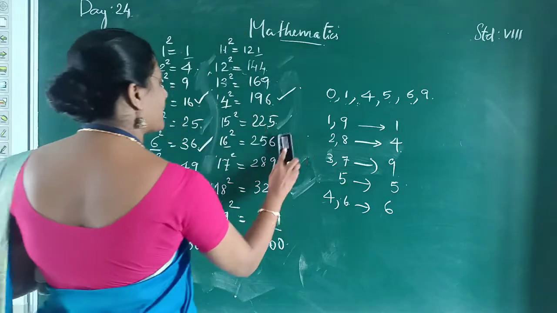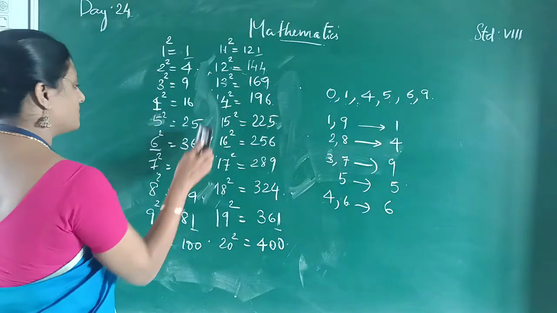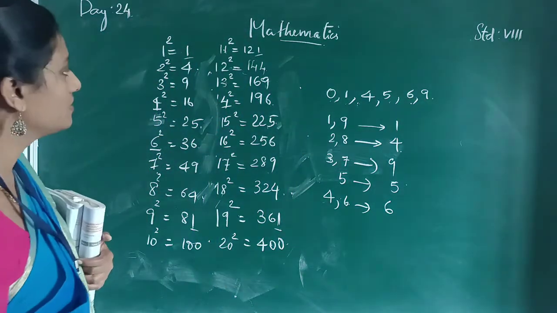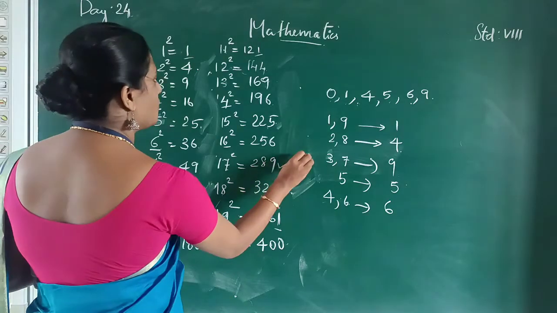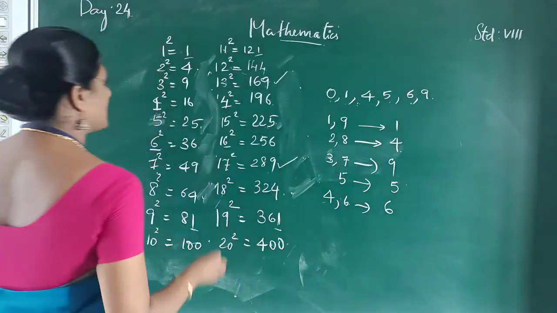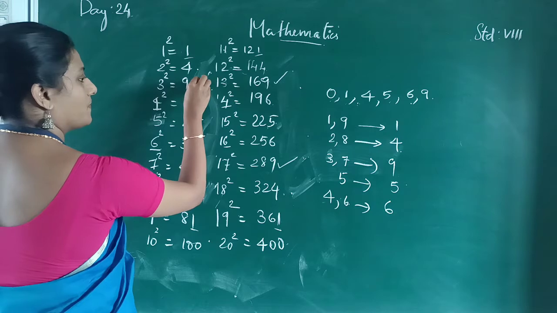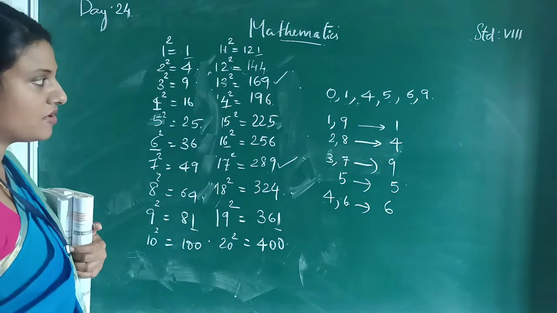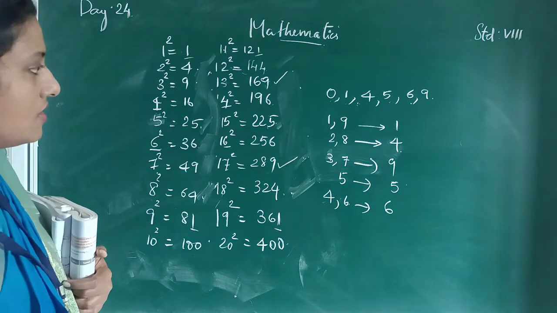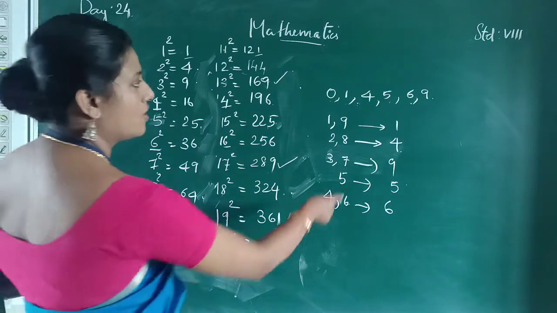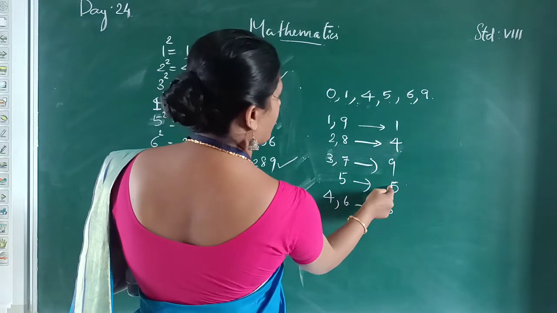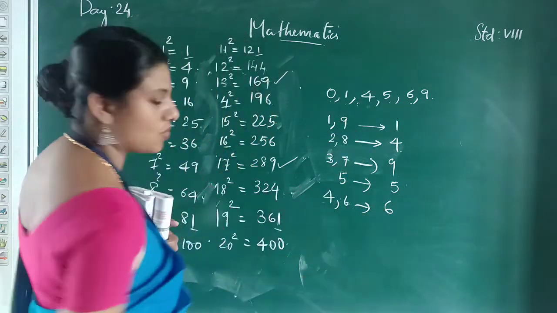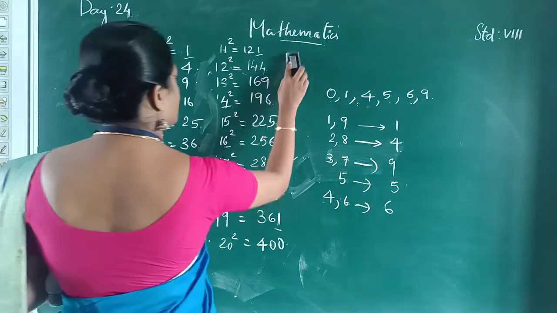So 9. Where all does 9 come? Look at the table. 9 comes in 289, 169. Not 9, 9 is already done. Next is 1, 4, 5, 6, 0. Okay. 0 comes in there.